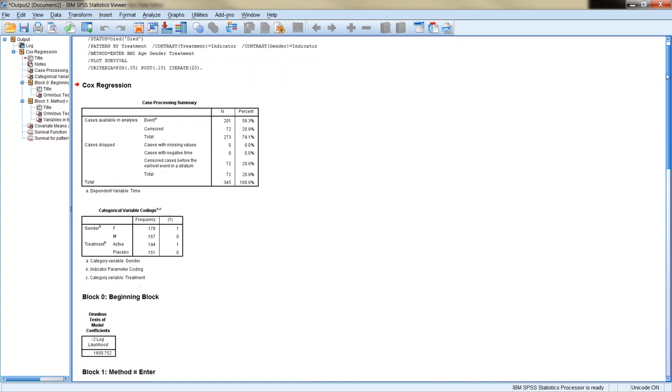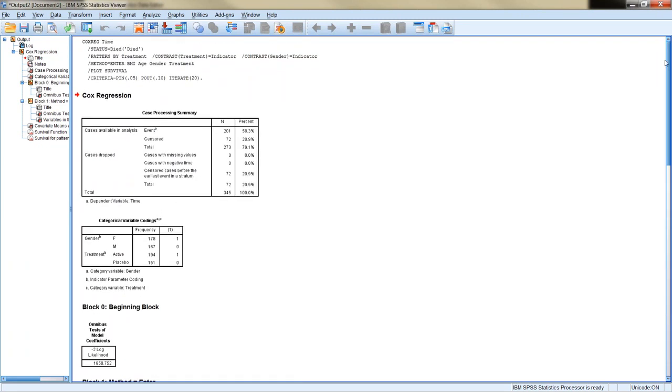We got our results. So let me go ahead and go through this with you. First you have your case processing summary. What that tells you is you want to check this and make sure that everybody that needs to be in there is in there. We had 273 people altogether. 201 people had the event. 72 were censored.